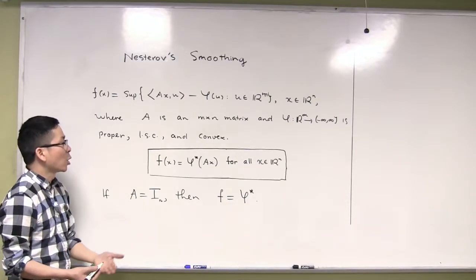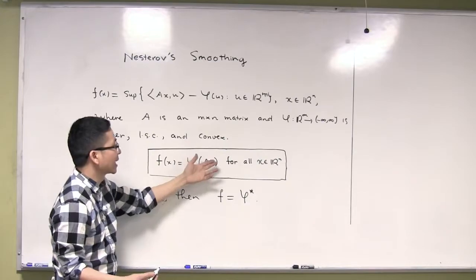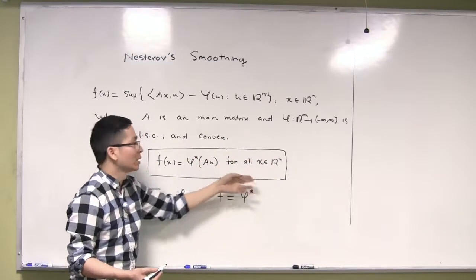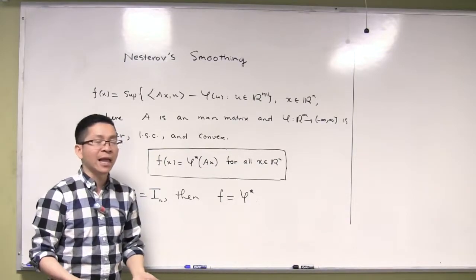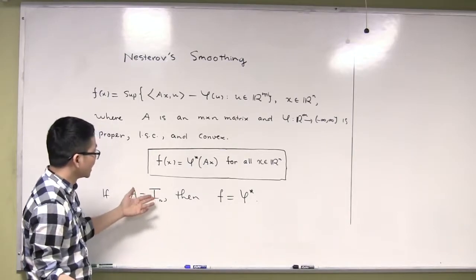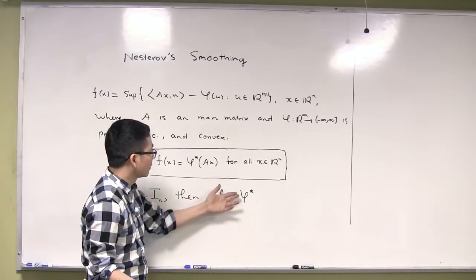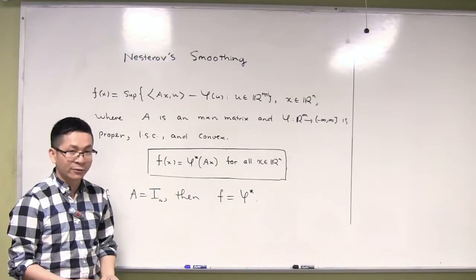From the definition, we can see that f of x is equal to phi star of Ax for all x in R^n, where phi star is the Fenchel conjugate of phi. And in the case where A is the identity matrix, we can see that f is just phi star, that is the Fenchel conjugate of phi.